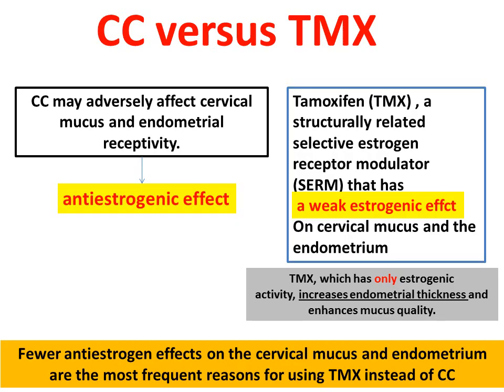Now, can we use clomiphene citrate or tamoxifen for induction of ovulation? Both are effective regarding ovulation rate, but the pregnancy rate is less with clomiphene citrate due to its deleterious effect on the cervical mucus and endometrial receptivity, which means endometrial thickness, as an indirect indicator, as I told you, due to its anti-estrogenic effect on the endometrium.